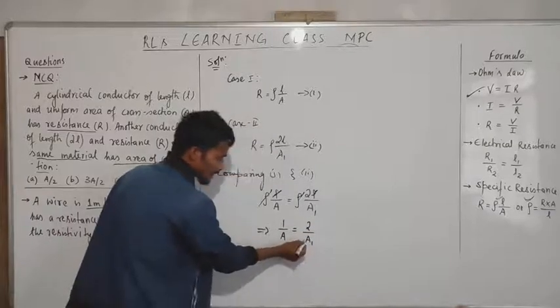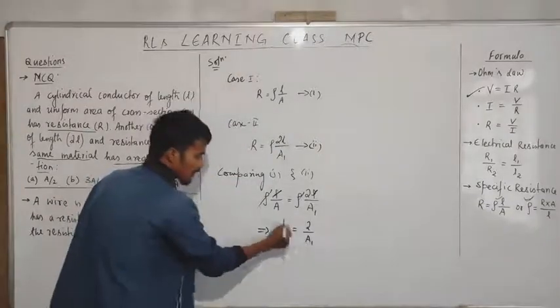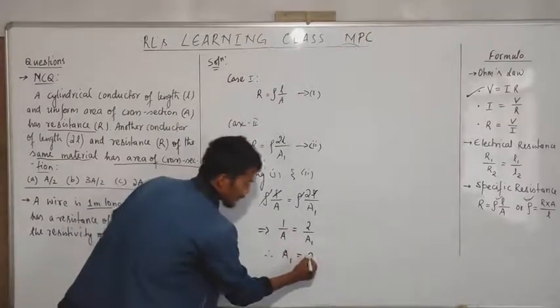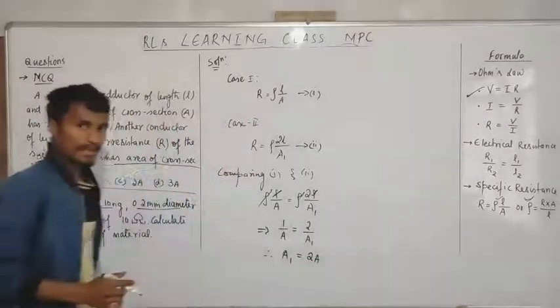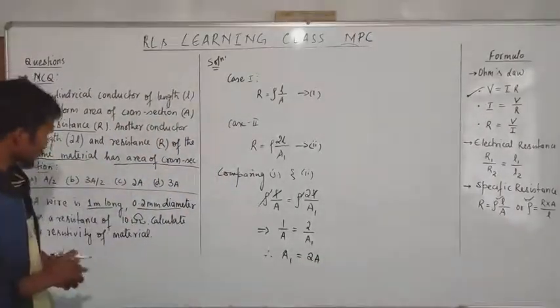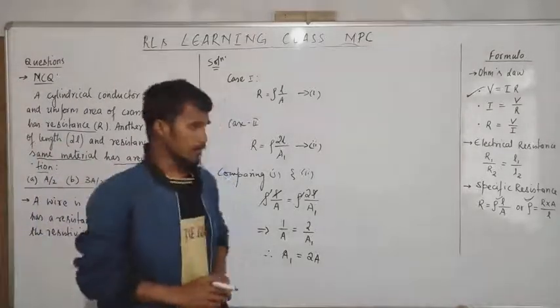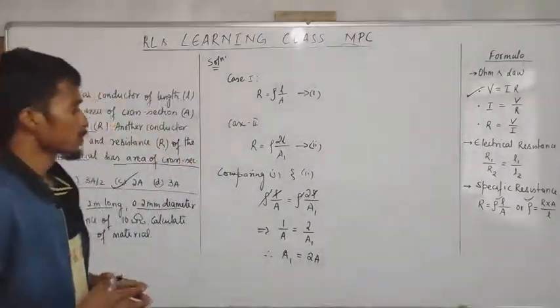Then I'll take this A1 to this side and cross multiply. A1 into 1 we get A1. Then A into 2 we get 2A. Now what's the area of cross section of this new conductor? The area of cross section will be option number C, that is equal to 2A. Okay, this is the question I solved for you.